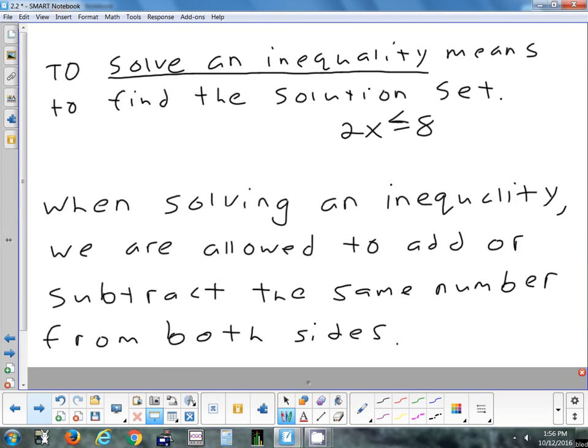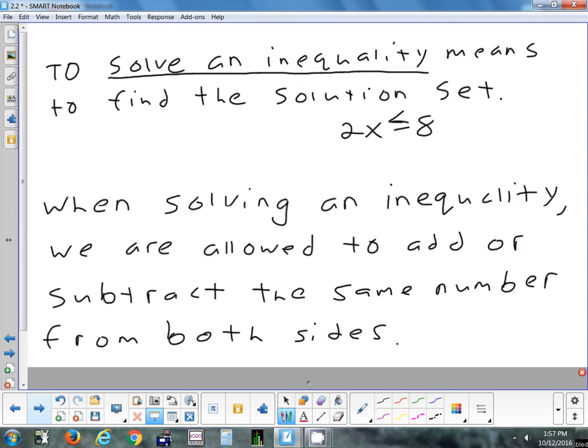Okay, so this part, I just want you guys to read this. You don't have to write this part down. When you solve an inequality, you are allowed to add or subtract the same number from both sides. But you have to do the same thing on the left and the same thing on the right.